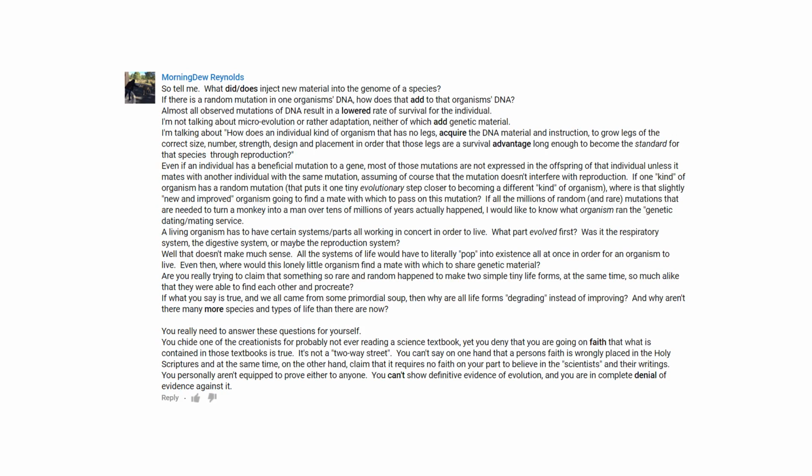Even if an individual has a beneficial mutation to a gene, most of those mutations are not expressed in the offspring of that individual unless it mates with another individual with the same mutation, assuming of course that the mutation doesn't interfere with reproduction. Where is that slightly new and improved organism going to find a mate with which to pass on this mutation? Well, what's your citation for this? Because I highly doubt it.